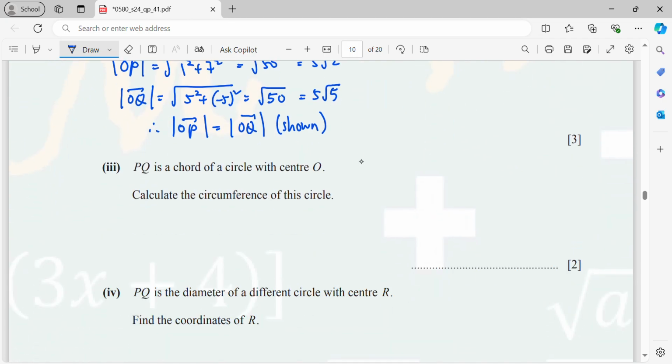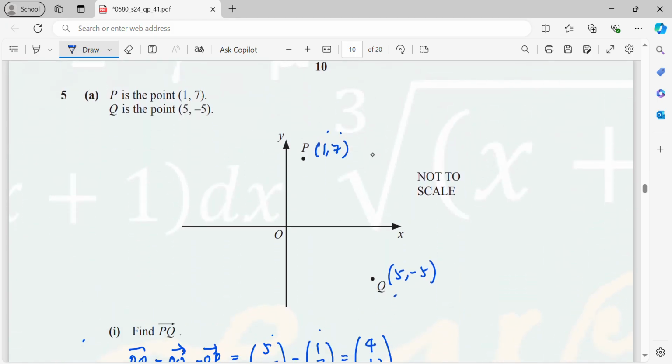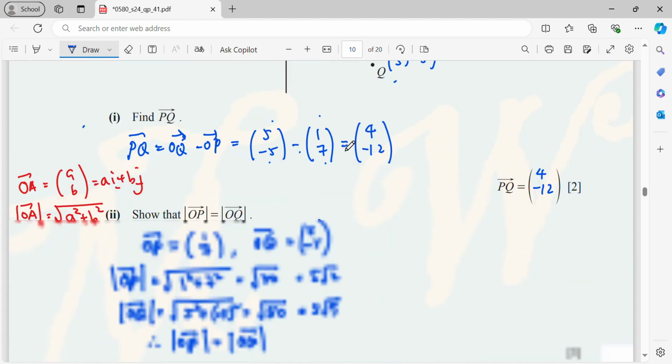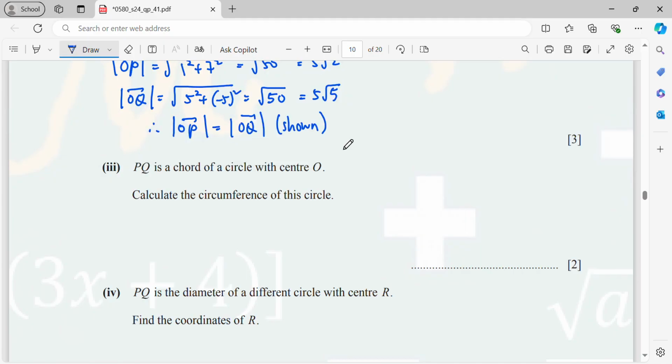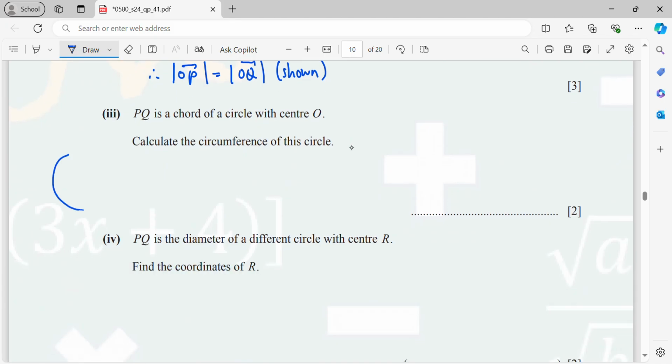Now part 3, PQ is a chord of the circle with center O. Calculate the circumference of this circle. Okay, this is your PQ. So now, PQ is the chord of the circle with center O. Probably, I'll just draw like this. This is P, this is Q. Here is the O.